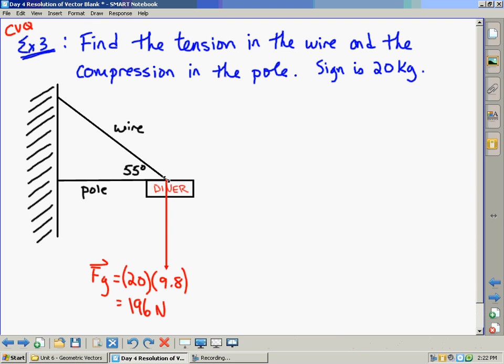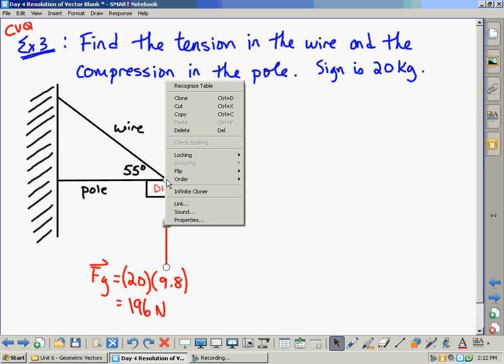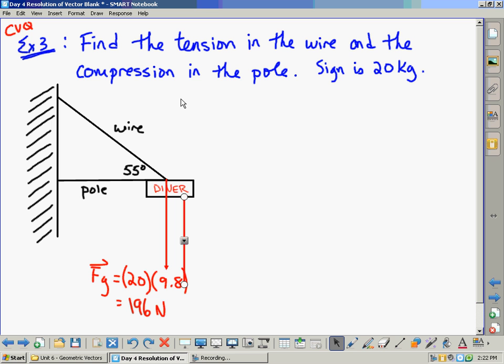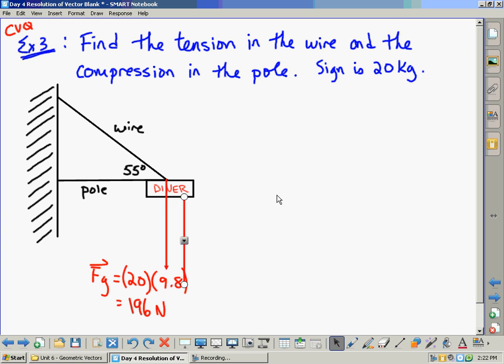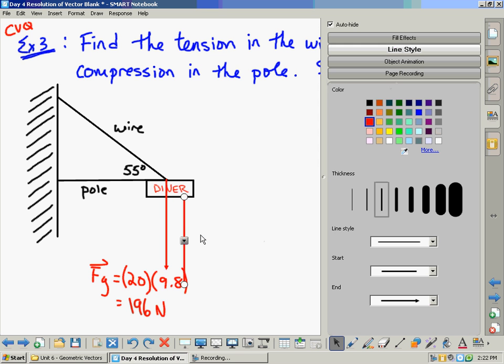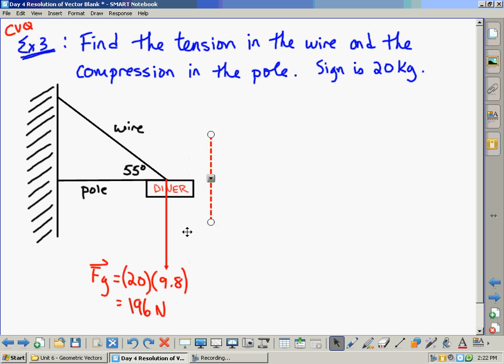We know then that there must be an equal force pulling straight up, called the equilibrium. So let's clone this, flip it, and I'm actually going to change it to a dashed line just for fun. And we know that this one then is up here.